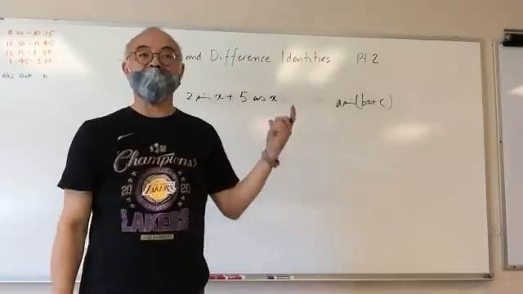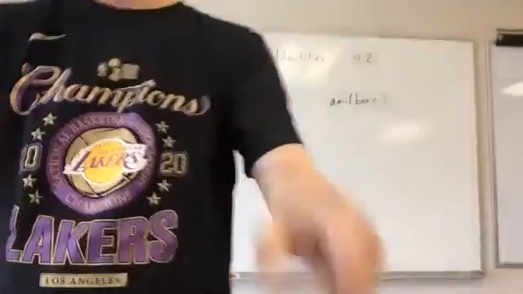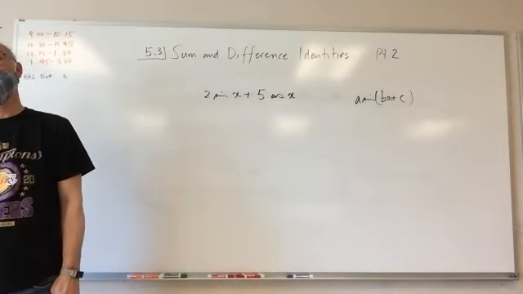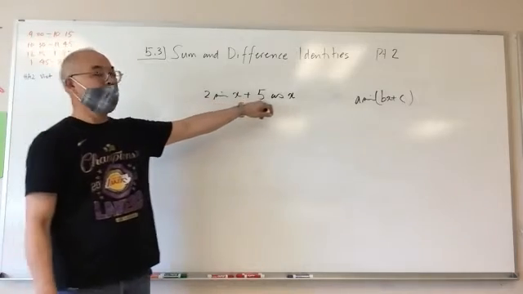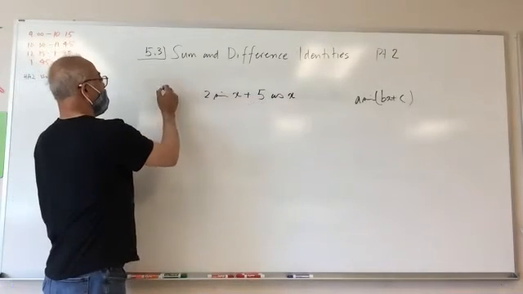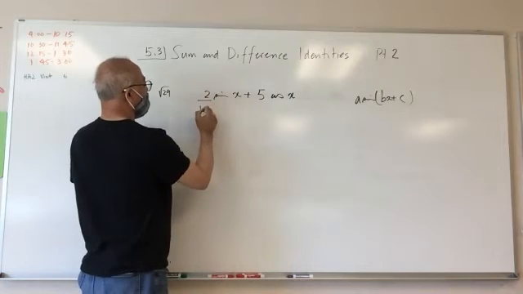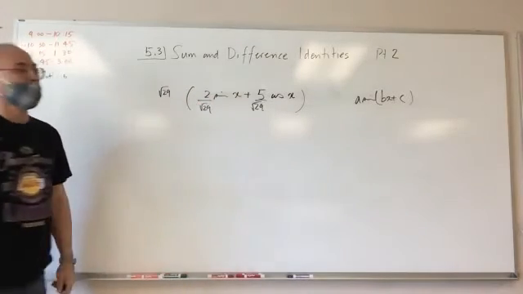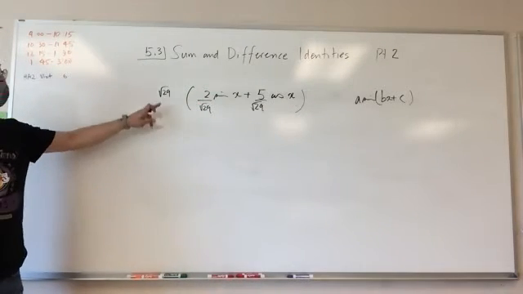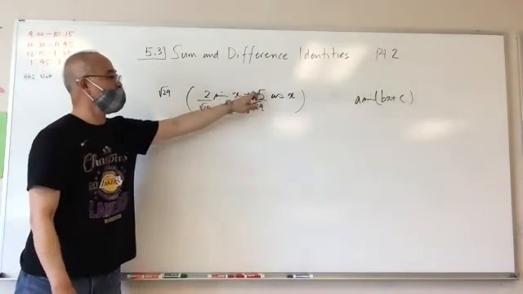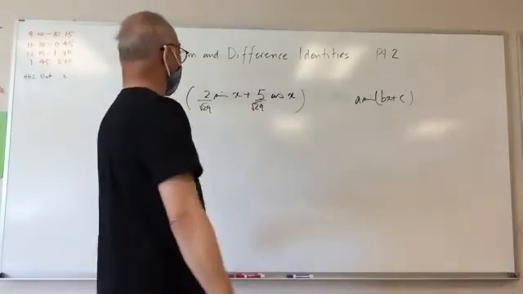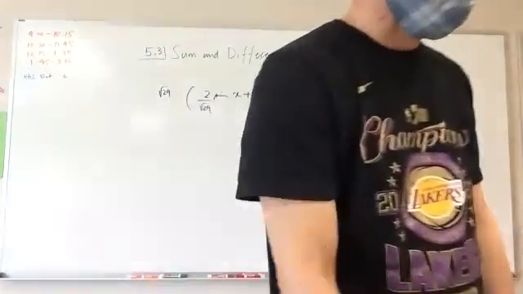Remember we did this earlier. The amplitude is the square root of 29: this squared plus this squared, square rooted, which is 4 plus 25. So I can say that, well, this is what?